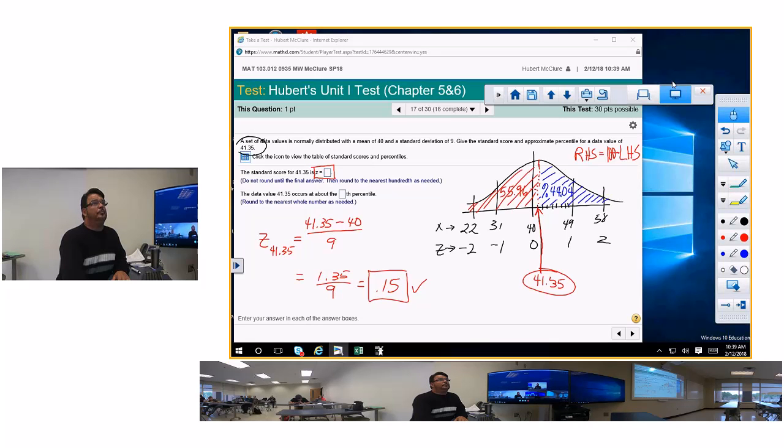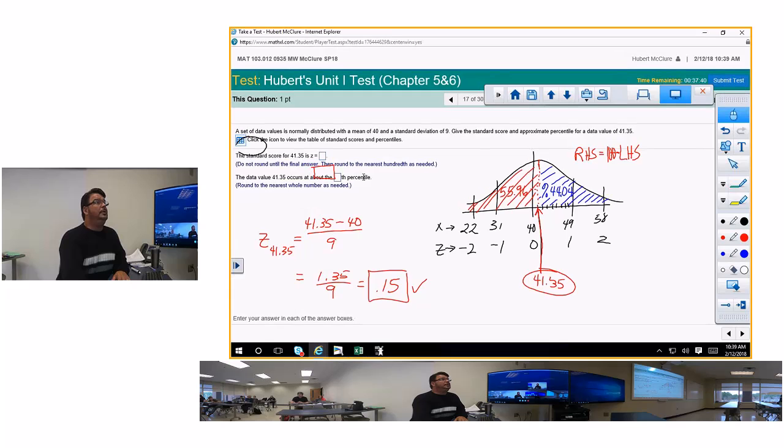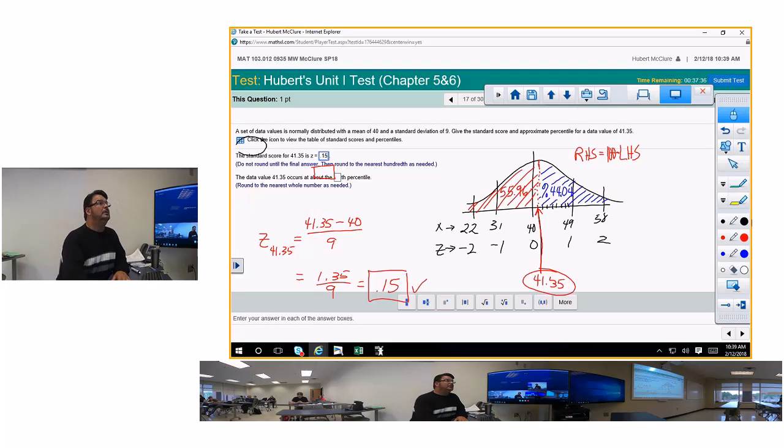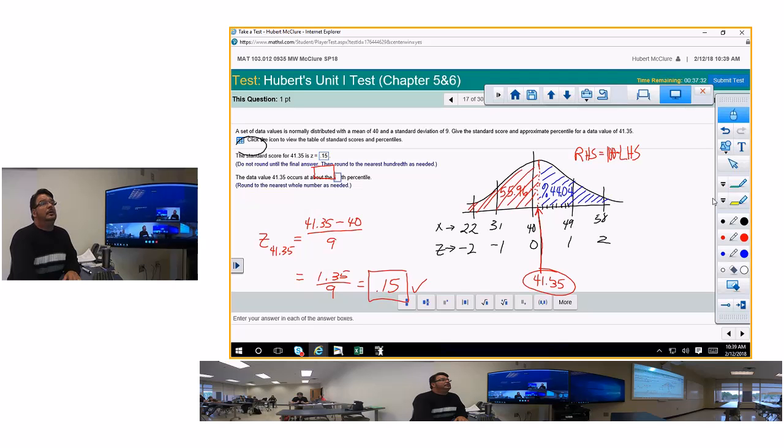Okay, next one. Oh, I got to type it in. The standard score is 0.15. Round to the nearest whole number, so that'd be 56 percentile. Next.